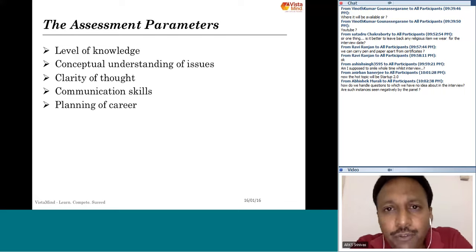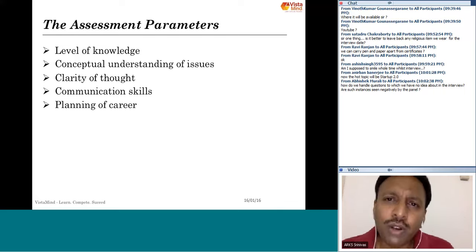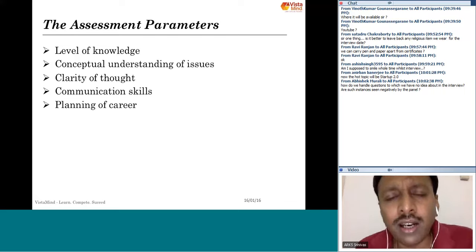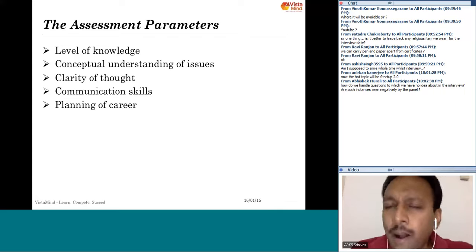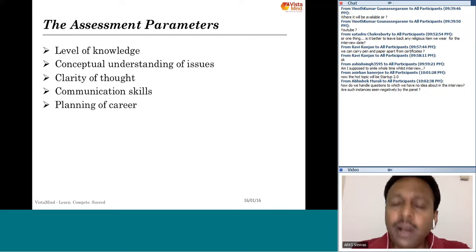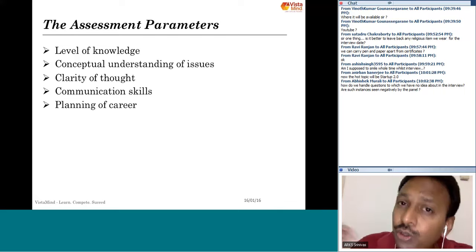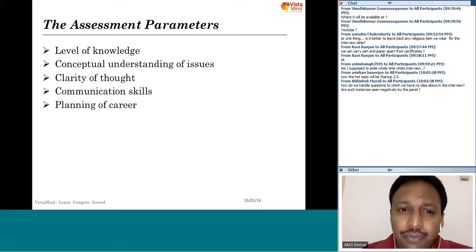The fifth one, which becomes very important as far as an MBA interview is concerned, is your planning of your career. Are you a person who has planned your career, or are you a guy who is following a mob? Everybody in your college has written the CAT exam and therefore you have written. Or do you have something different to talk about, something more specific about your own career and how you have progressed in your career according to your own plan? In fact, we will discuss this as we go along.